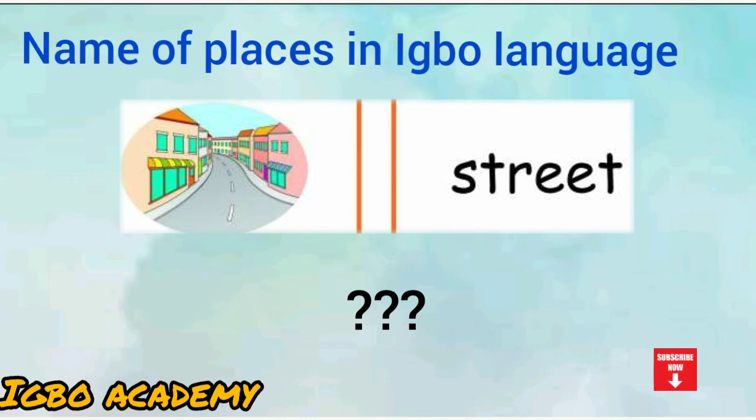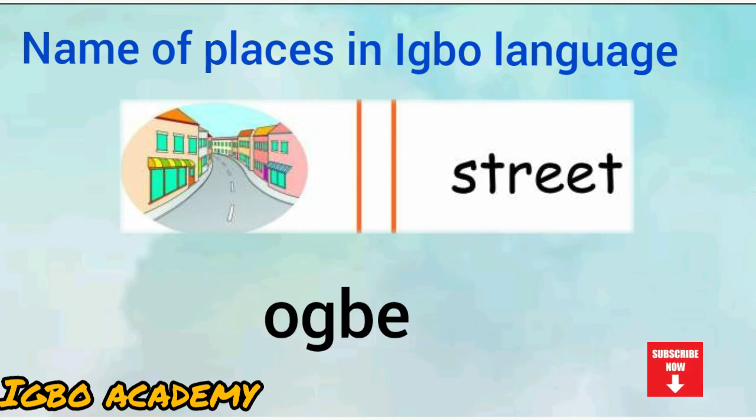What do you call a street in Igbo language? Think hard. Yes, it is called Ogbe. A street in Igbo language is called Ogbe. Ndị a bụ ndị ogbe anyị. These people are from our street. Ndị ogbe. Abụ m onye ogbe a.